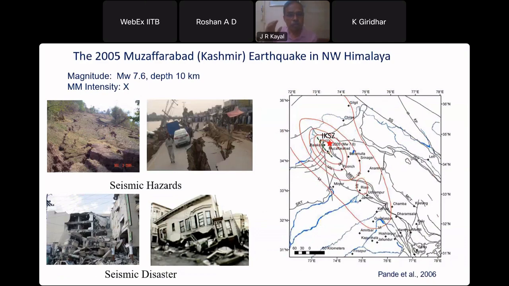Now, if we look at the 2005 Muzaffarabad earthquake, you can see the seismic hazards and the seismic disaster, and you can see the high intensity map here along the MBT. It is in the Indo-Kazakhstan seismic zone. That earthquake occurred here at a shallow depth, and that caused real disaster over here. The intensity was of the order of 10 for this earthquake, and it was a shallow earthquake at a depth of 10 kilometers.